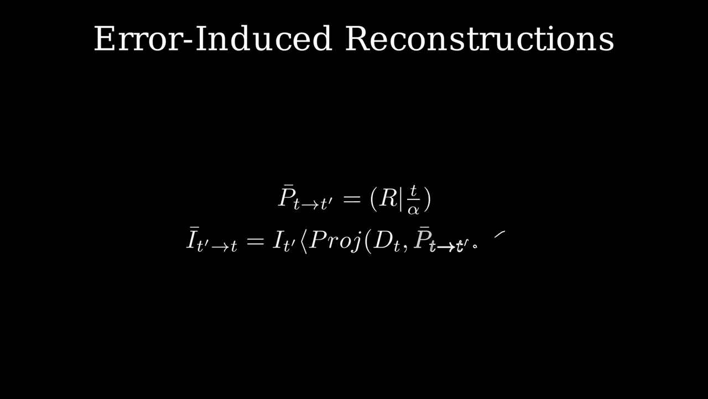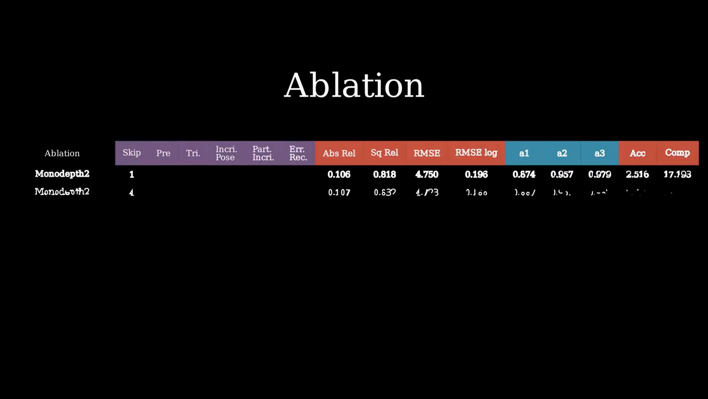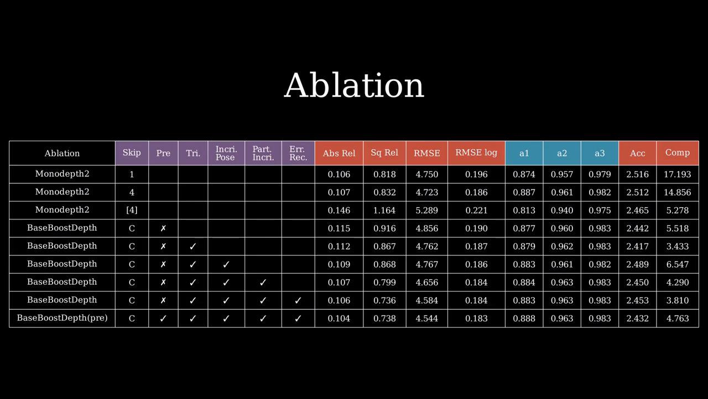Inspired by this, we introduce error-induced reconstructions. By incorporating an error into the translation of the pose, we generate error-induced reconstructions, which we apply to our minimization process. Combining all of these contributions, we achieve state-of-the-art results for image-based metrics and edge-based metrics.